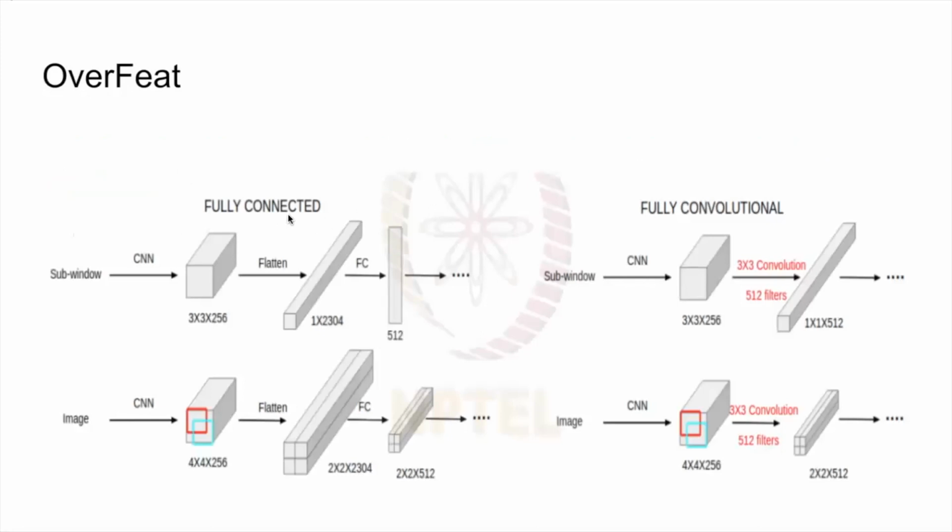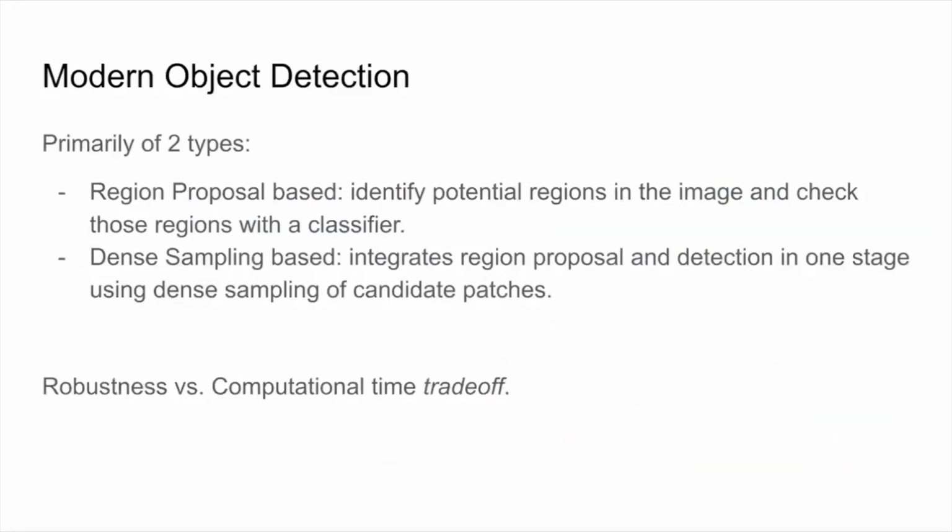So if you see, this is fully connected, and this is fully convolutional, where the entire image is processed using only convolutional layers and no other layers, until at the end we get an image of 1 cross 1. So this is all about the object detection that we saw in the older times.